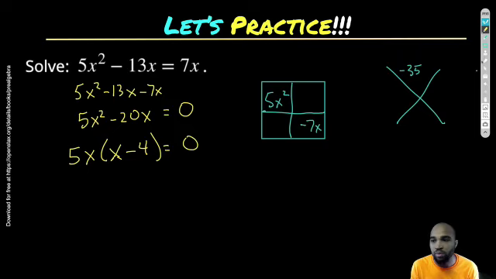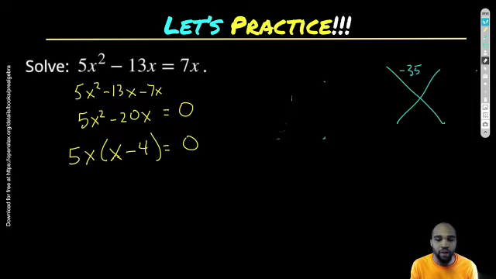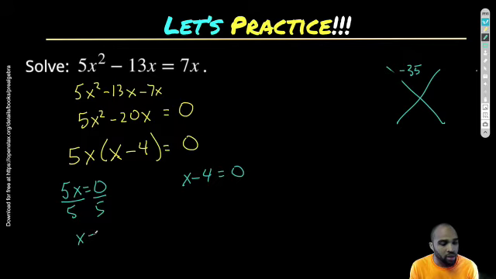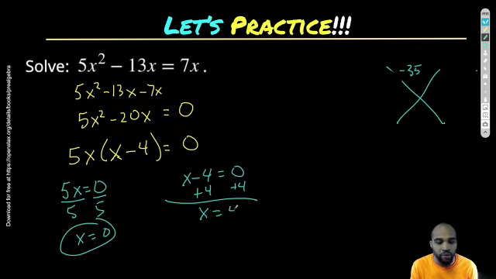Oh yeah, this is much nicer than having to use the box or anything like that, because I was able to factor this out so that I can see both of these. So I have two products. I need to make sure 5x is equal to 0 and x minus 4 is equal to 0. Well, dividing by 5 on both sides gives me x equals 0, and adding 4 to both sides is going to show that x equals 4. So there's my two solutions right there, 0 and 4.